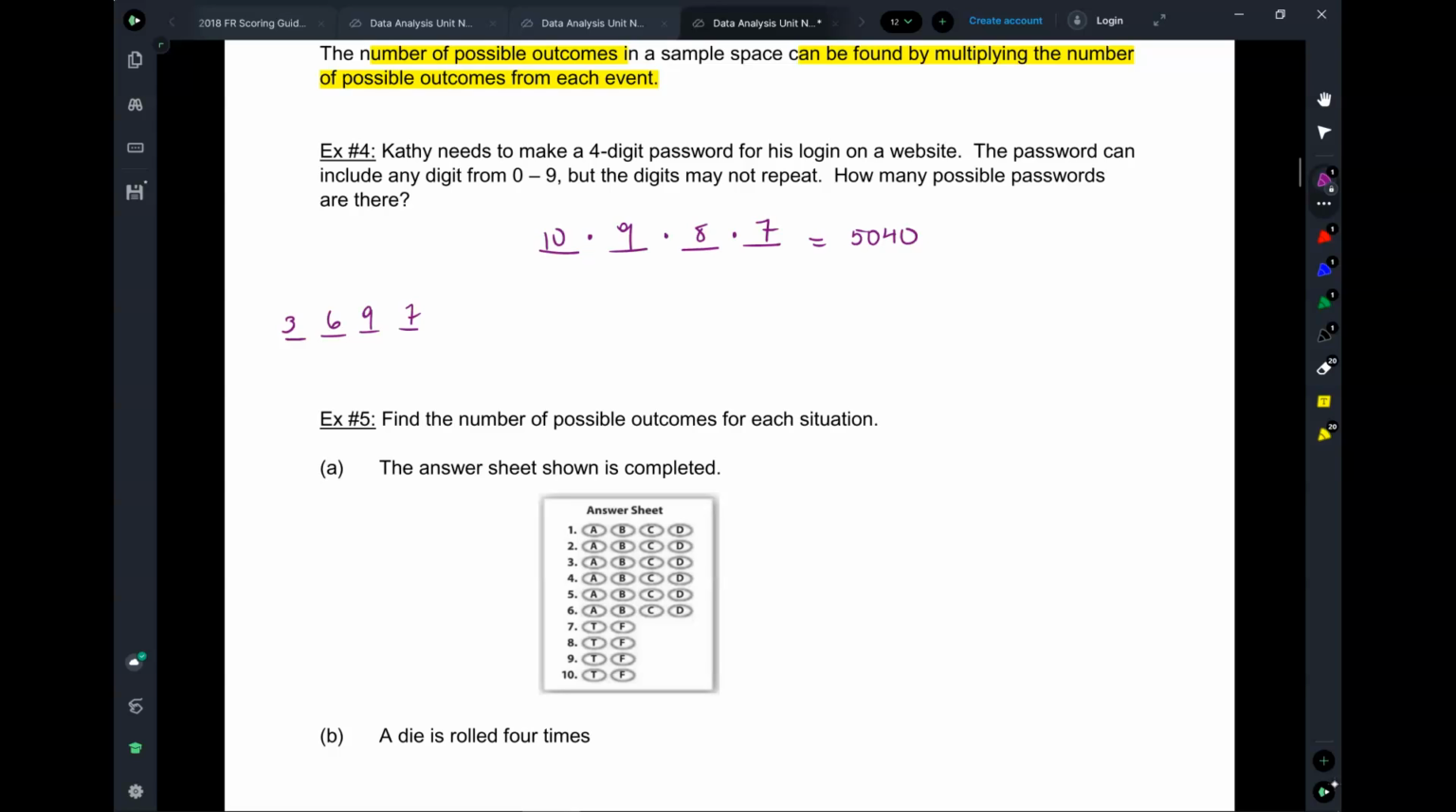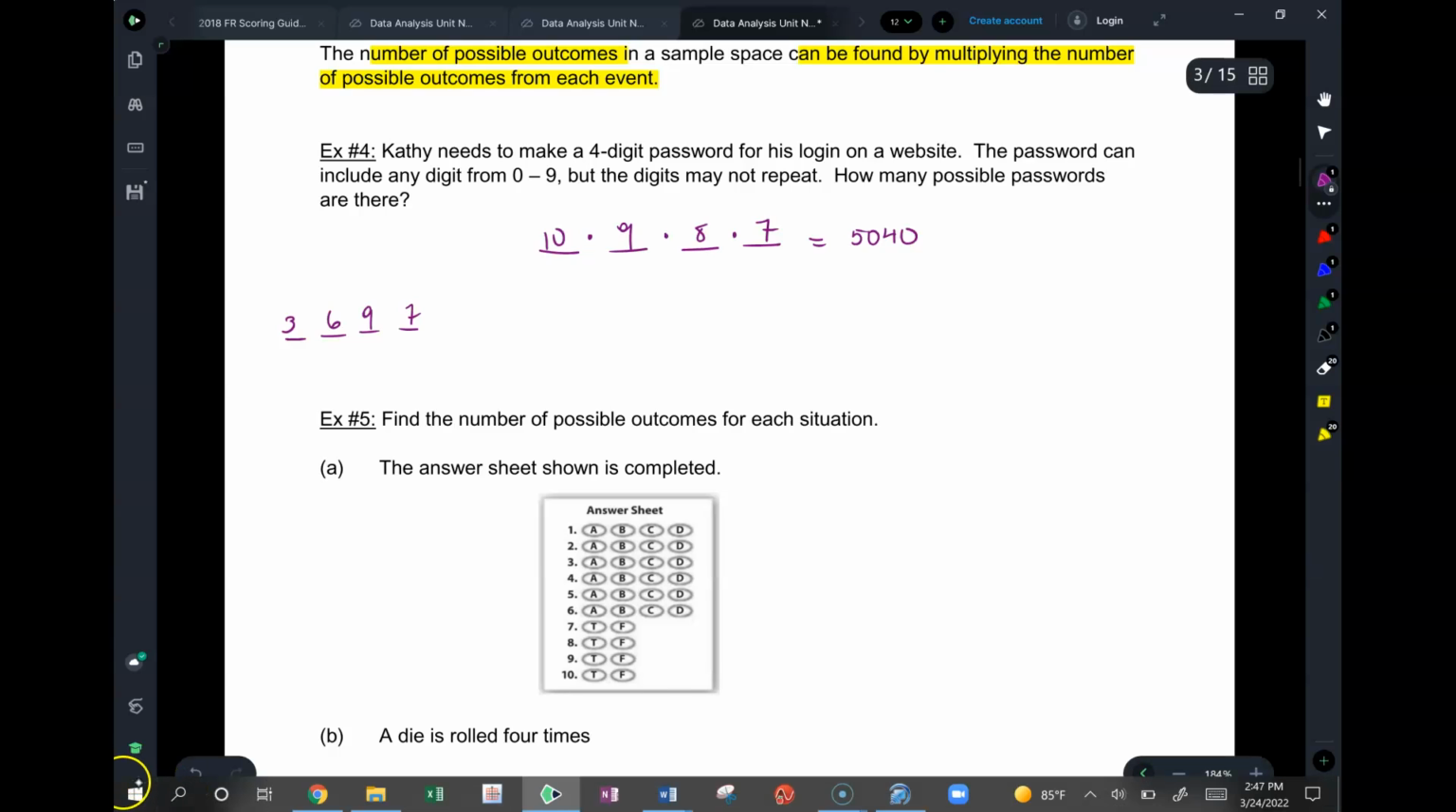Okay? So the number of possibilities you had for this one were 10 possibilities. Then you only had 9 possibilities. Then 8 possibilities. Then 7 possibilities. Okay? Still doesn't make sense? Yeah. Okay, let's do it this way.